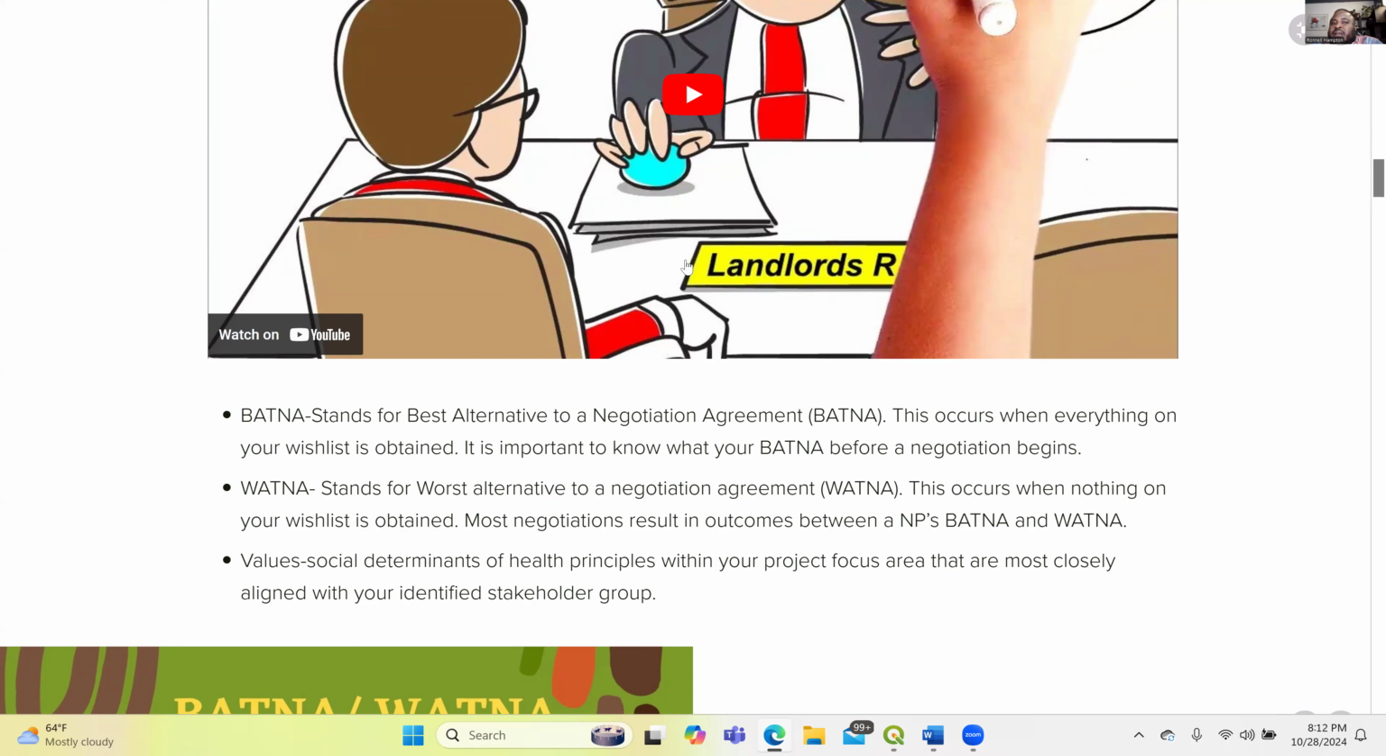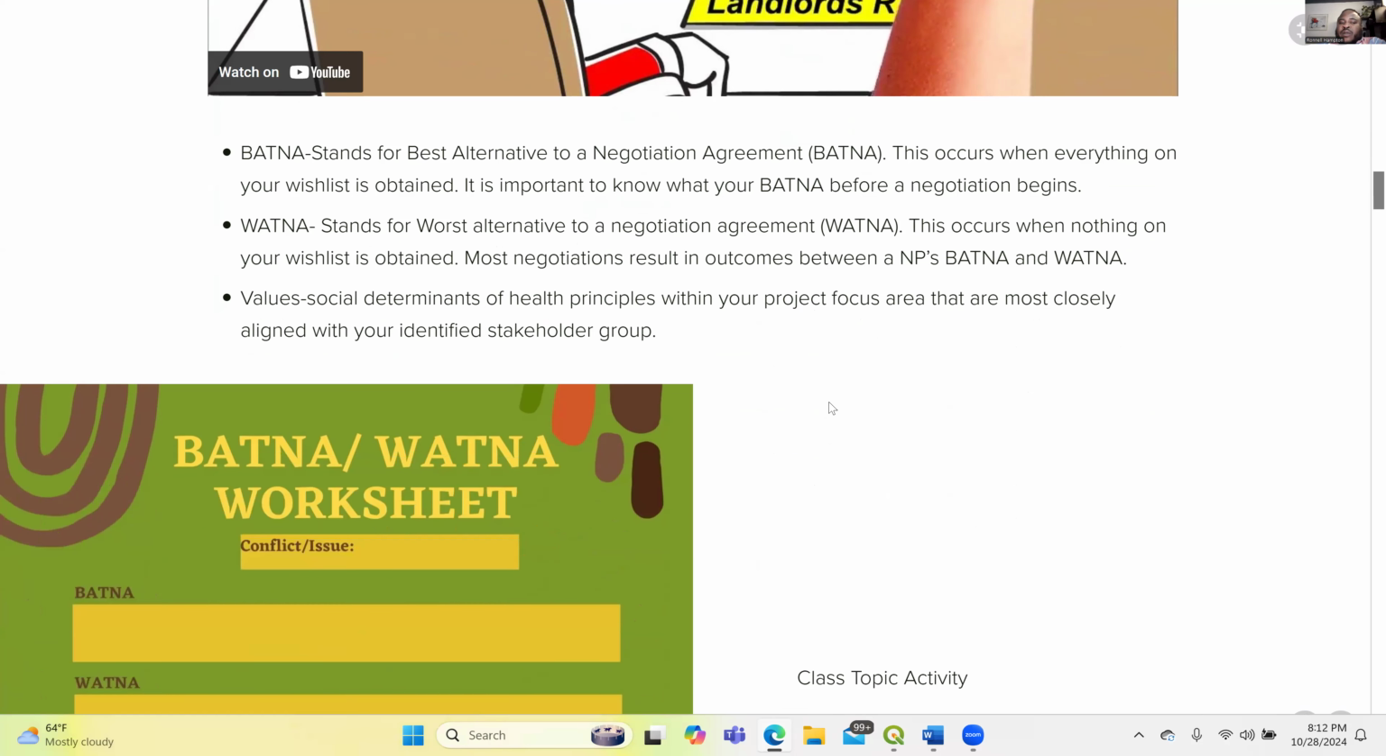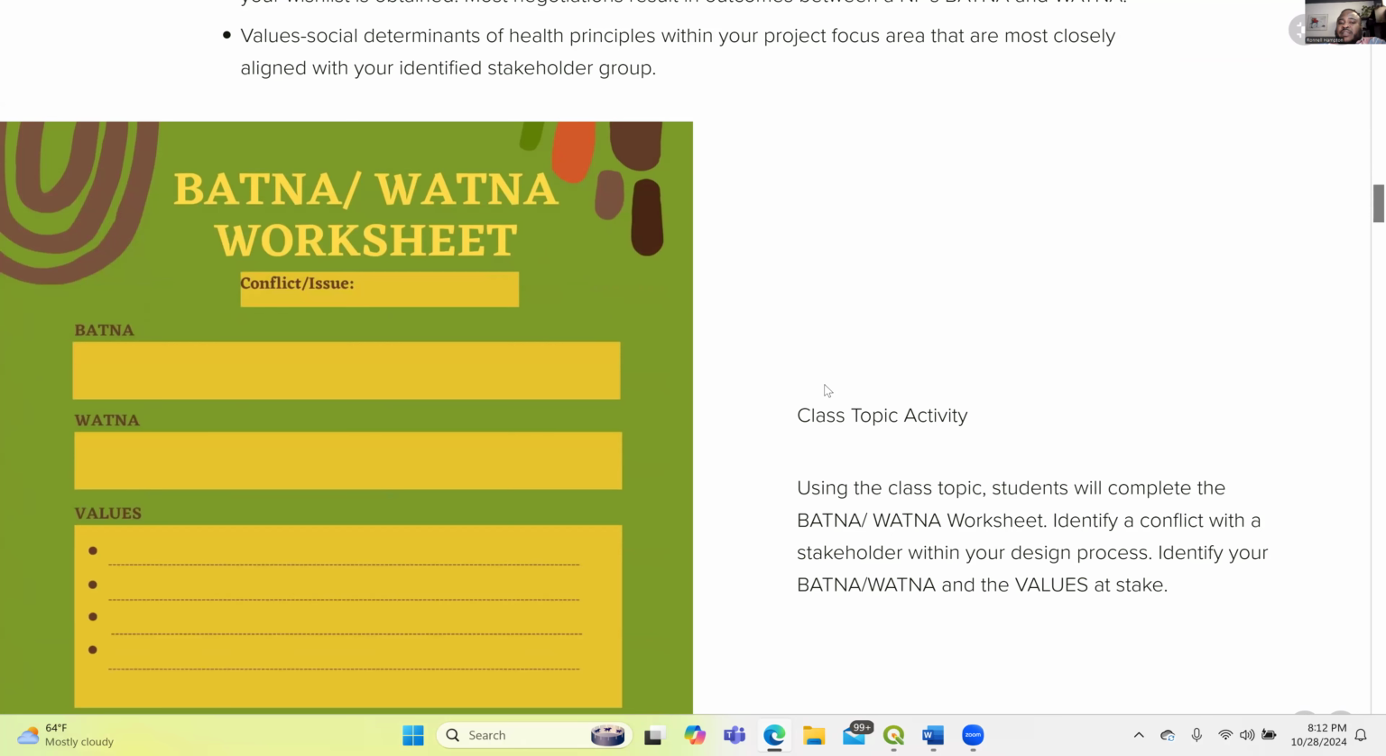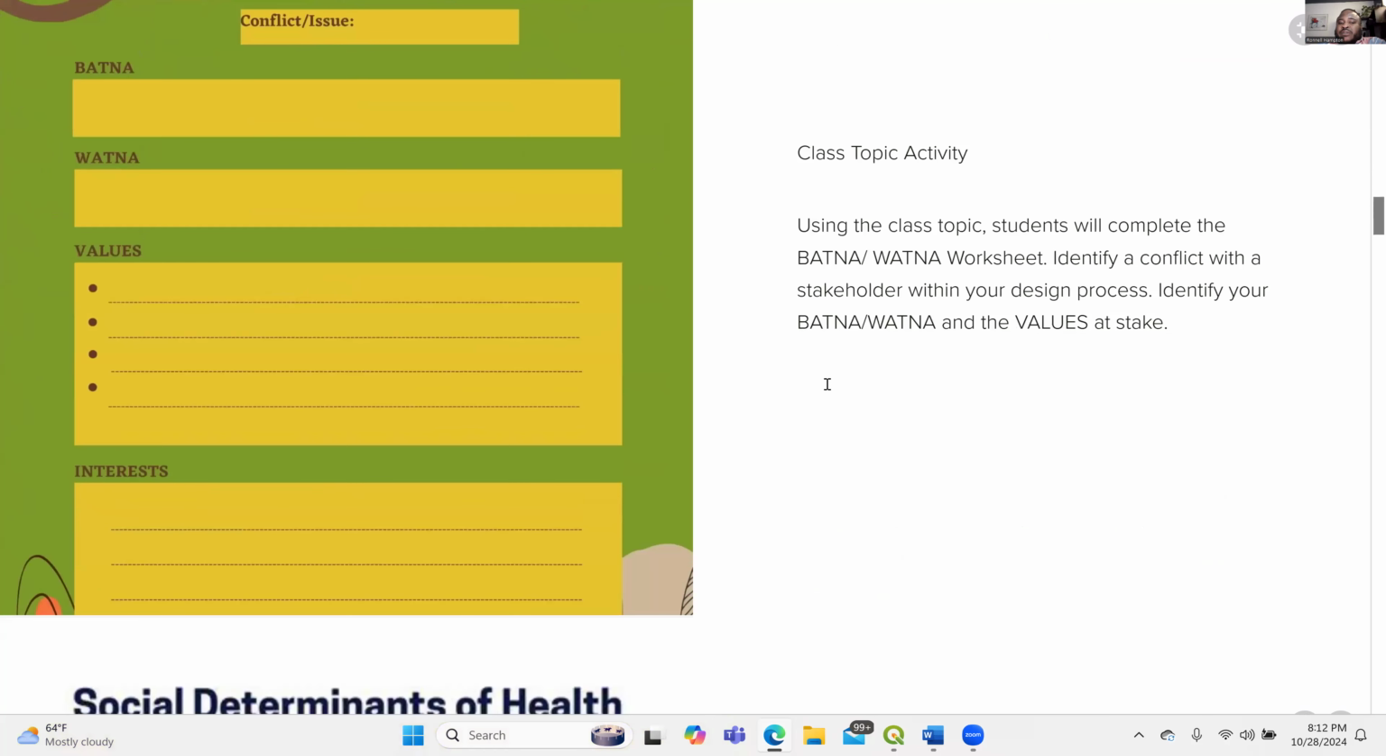So what does it look like to write down your list of things that you can concede on, and then really being mindful of what your BATNA and your WATNA is, right? Just like the video described. For the sake of time, we're not going to break out for this activity. We may do this next week or when we meet again. But this is a tool to navigate your BATNA and your WATNA in context of your issue, right?